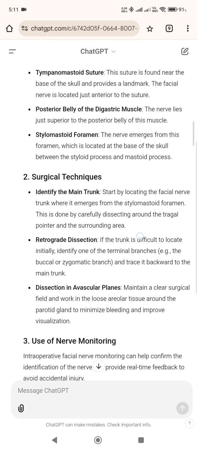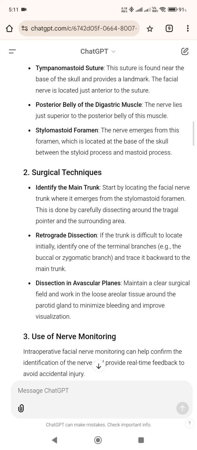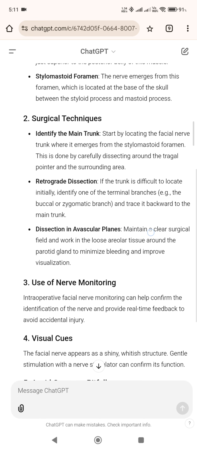Stylomastoid foramen. The nerve emerges from this foramen, which is located at the base of the skull between the styloid process and mastoid process.